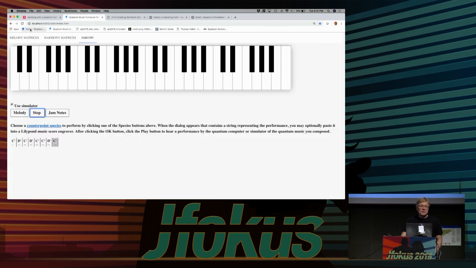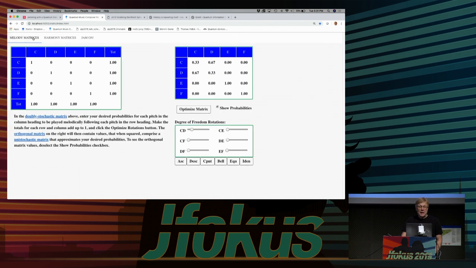I'm going to go back to the melody matrices. And you know, I could rotate all of these different axes here from one note to another, C to D, C to E. Or I could go to some presets. I found some interesting combinations that I like, and I went ahead and noted what the angles were for these different rotations, and I just put them in presets.